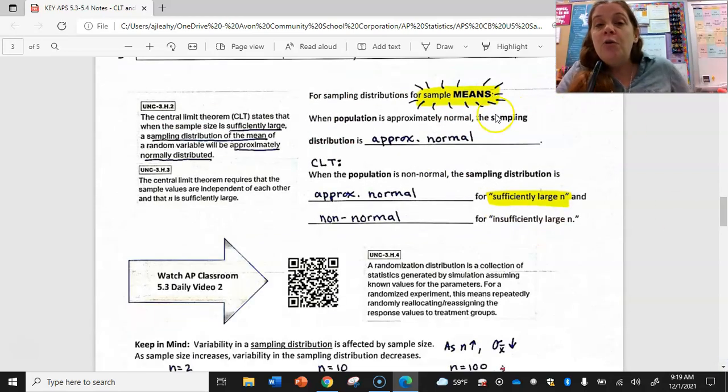All right, so when we have sampling distributions for sample means, when the population is approximately normal, your sampling distribution shape is also going to be approximately normal. And when the population is not normal, the sampling distribution will look approximately normal for a sufficiently large N. How large of an N? Depends on how bad the first one is. Usually by the time you get to about 30, you're probably pretty good. This is called the central limit theorem. If your population is non-normal, then your sampling distribution is going to look non-normal unless you have a sufficiently large N. So if you have a smaller N, it's not going to look normal.